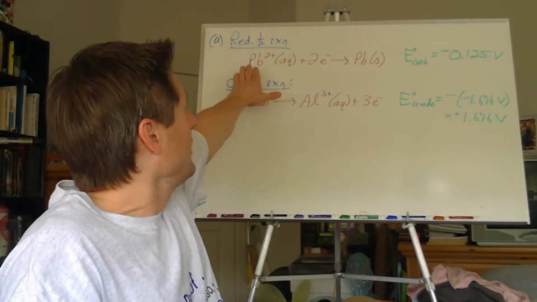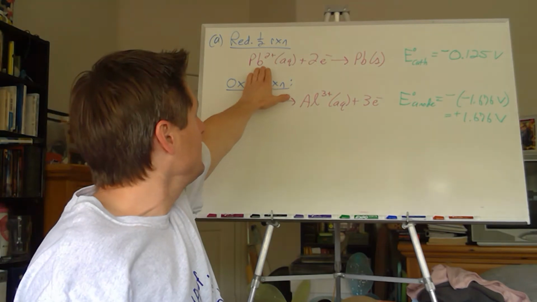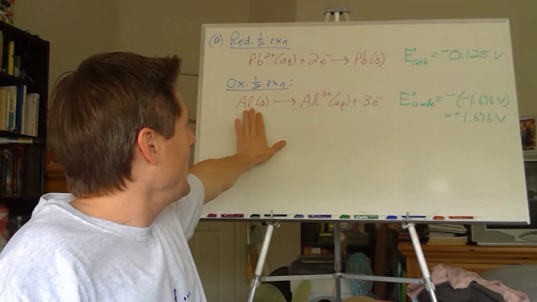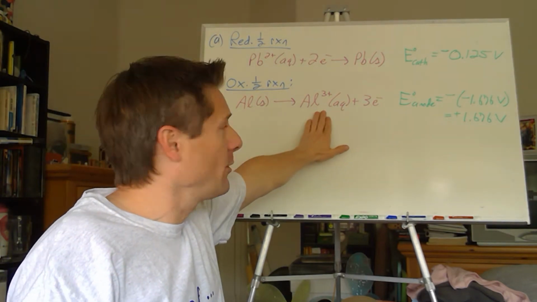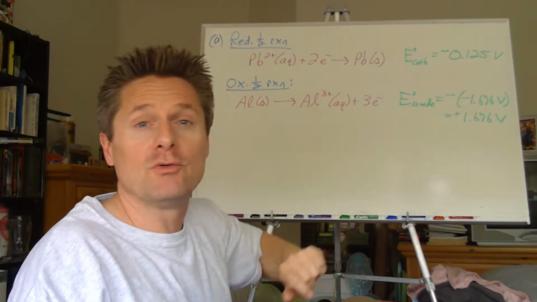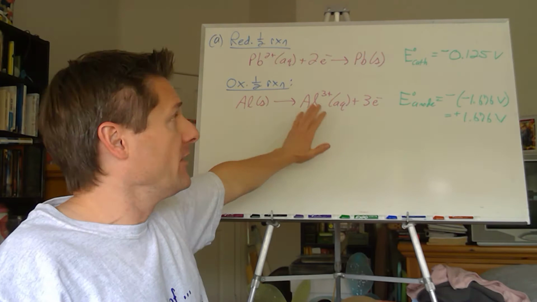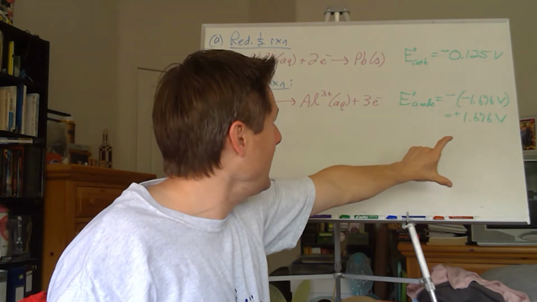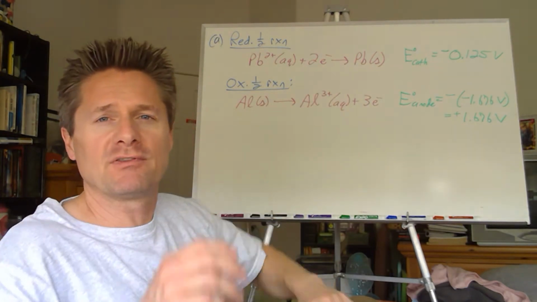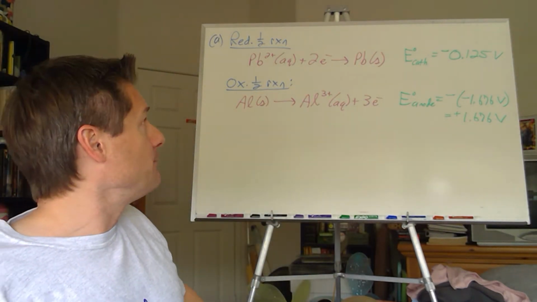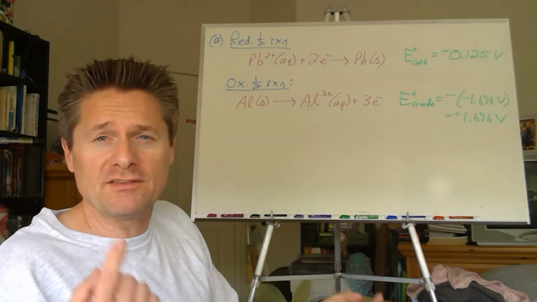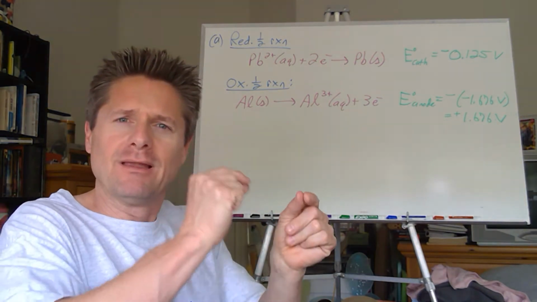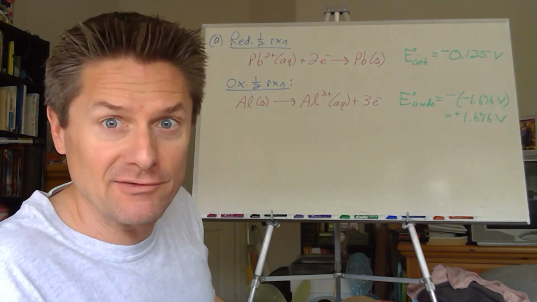All right, here's our reduction half reaction. The lead-2 is picking up 2 electrons to form the lead solid. Our oxidation half reaction, the aluminum solid is forming the aluminum plus 3, losing 3 electrons. So in the cell, this will be on the left-hand side, producing electrons, which go over to the lead. The lead picks them up and plates out as solid lead. What's nice is we've got metals in both of these, so we don't need those platinum wires. We can just take aluminum, bend it over the beaker, lead, bend it over the beaker. Good thing these things are malleable, right?